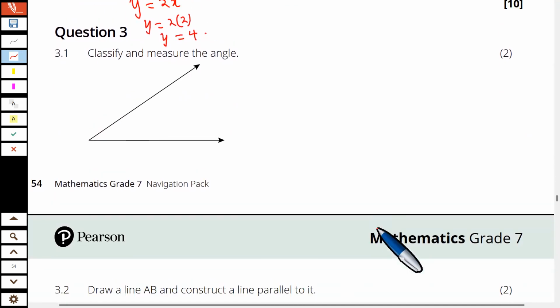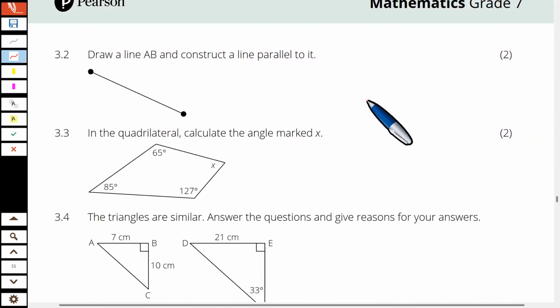Okay, let's look at question 3. Question 3 says classify and measure the angle. Right, so if you need to classify and measure the angle, then you need to just classify it because we can't measure here now, since it's on the screen. What do you think? Can you classify the angle? An acute angle? Well done, it is an acute angle.